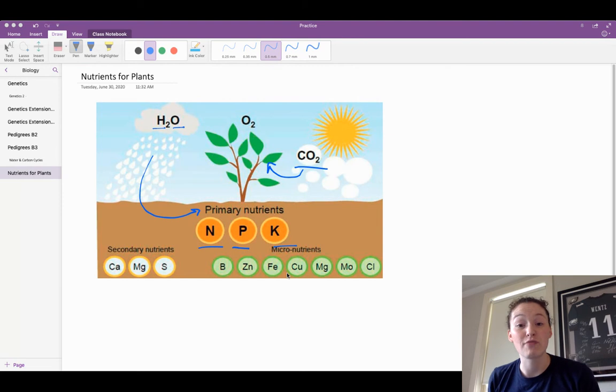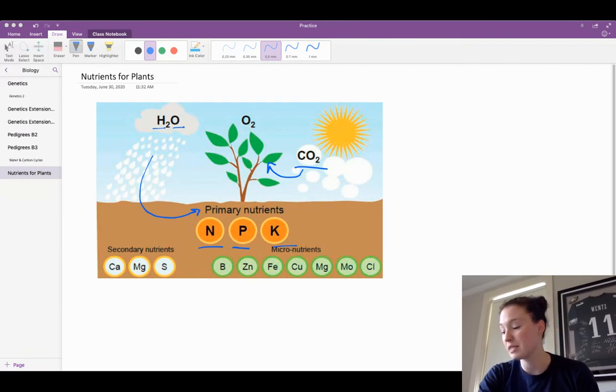Potassium actually also regulates the stomata. So whether or not those stomata are open or closed, which plants regulate based on temperature and the daytime and nighttime cycles, potassium plays a major role in that.